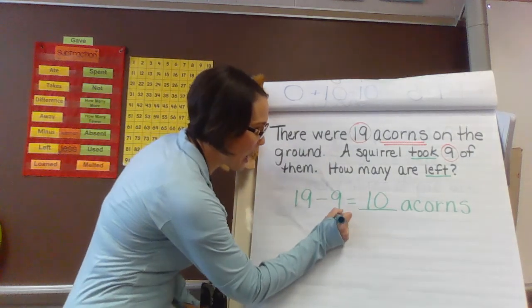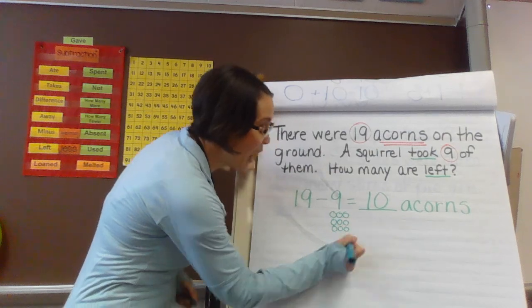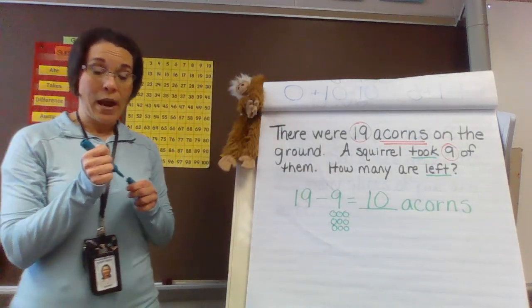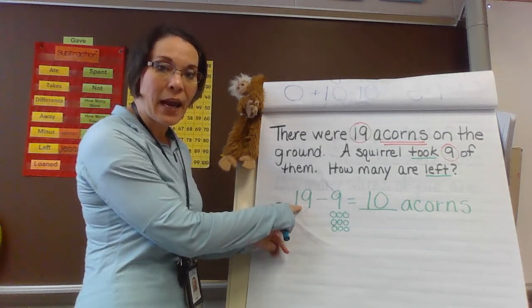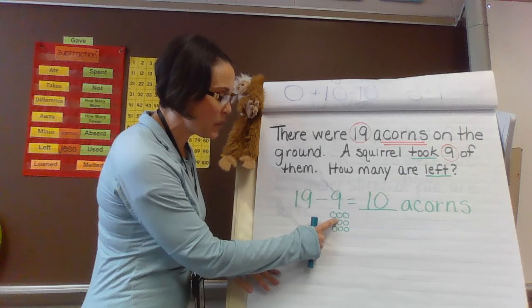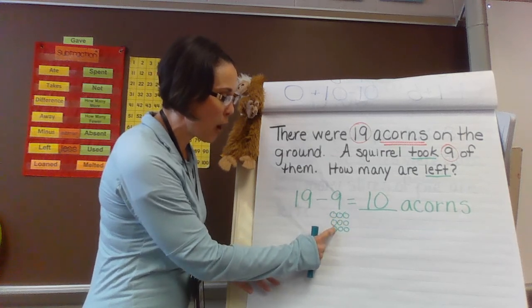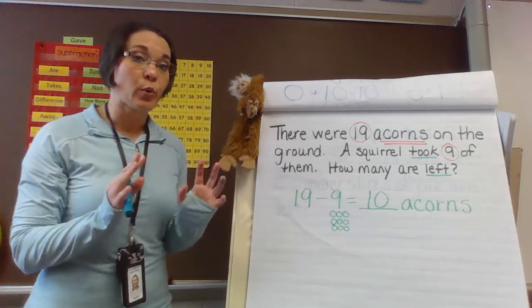So I'm going to make 9 circles. And that's going to also help me count back. So I'm going to put 19 in my brain, and I'm going to go 18, 17, 16, 15, 14, 13, 12, 11, 10. So we did it in 3 ways.